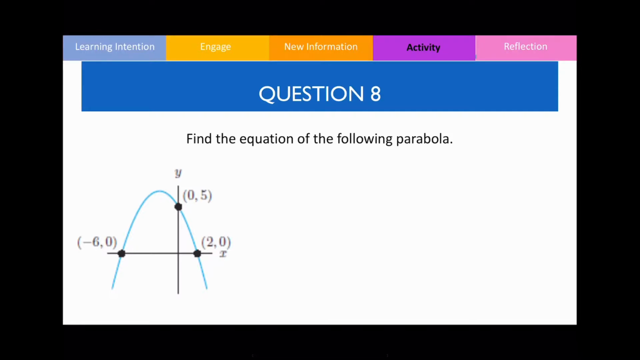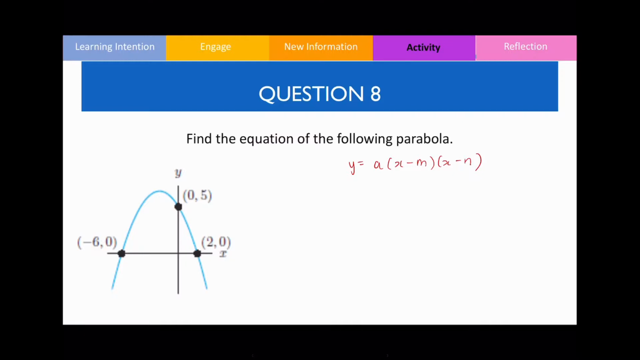Instead, notice that they give you both your y-intercept as well as both x-intercepts. If they give you both your x-intercepts, then it makes sense to use the intercept form or the factorized form of a quadratic equation. And that looks like something like this. y is equal to a bracket x minus m, x minus n. Remember, m and n are just the values of your x-intercepts.